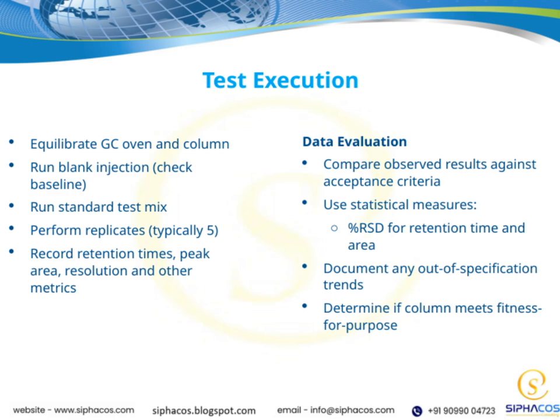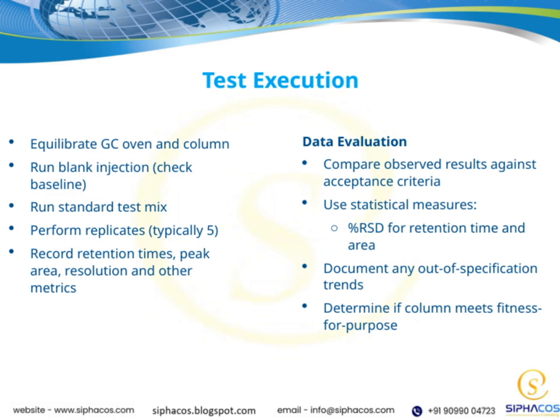Performing replicates, usually around 5, is crucial for reproducibility. During these runs, we record key metrics such as retention times, peak areas, resolution, and other relevant data. These steps ensure that our chromatography system is performing reliably and that our results are accurate and consistent.